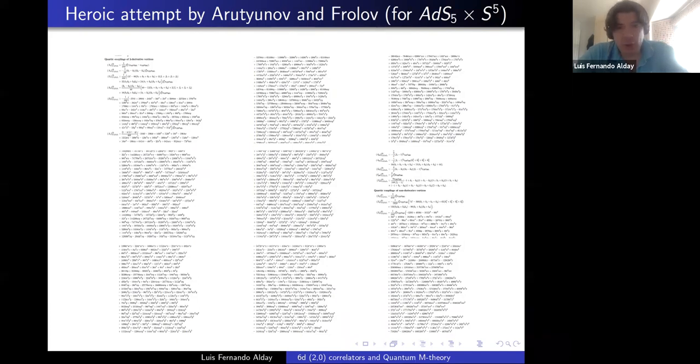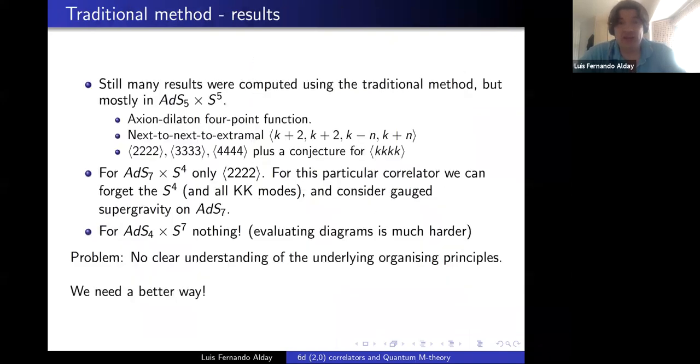Even though this method is brute force, there is nothing wrong with it. And it's an honest way to do the computation. And actually, still many results were computed using this traditional method. But mostly, in the case of AdS5 cross S5, which is not exactly the case we are interested in here. But for AdS5 cross S5, one can actually compute many things. So you can, for instance, compute 2222, 3333, 4444, and there was a conjecture for kkkk.